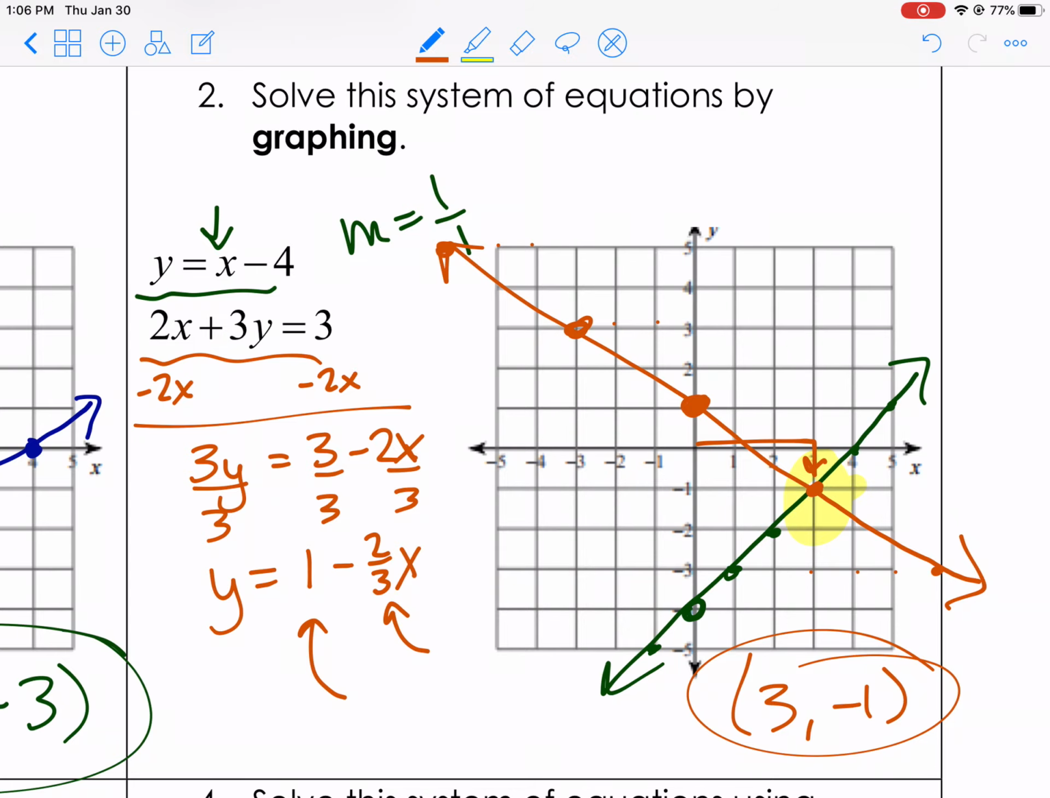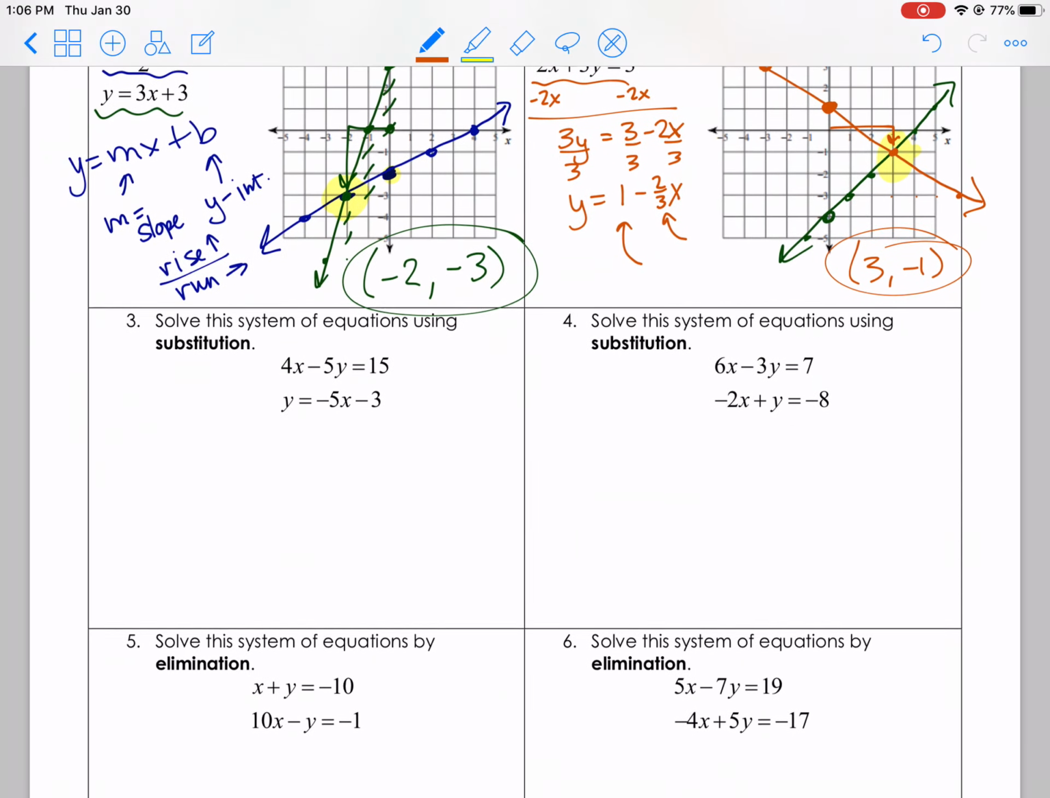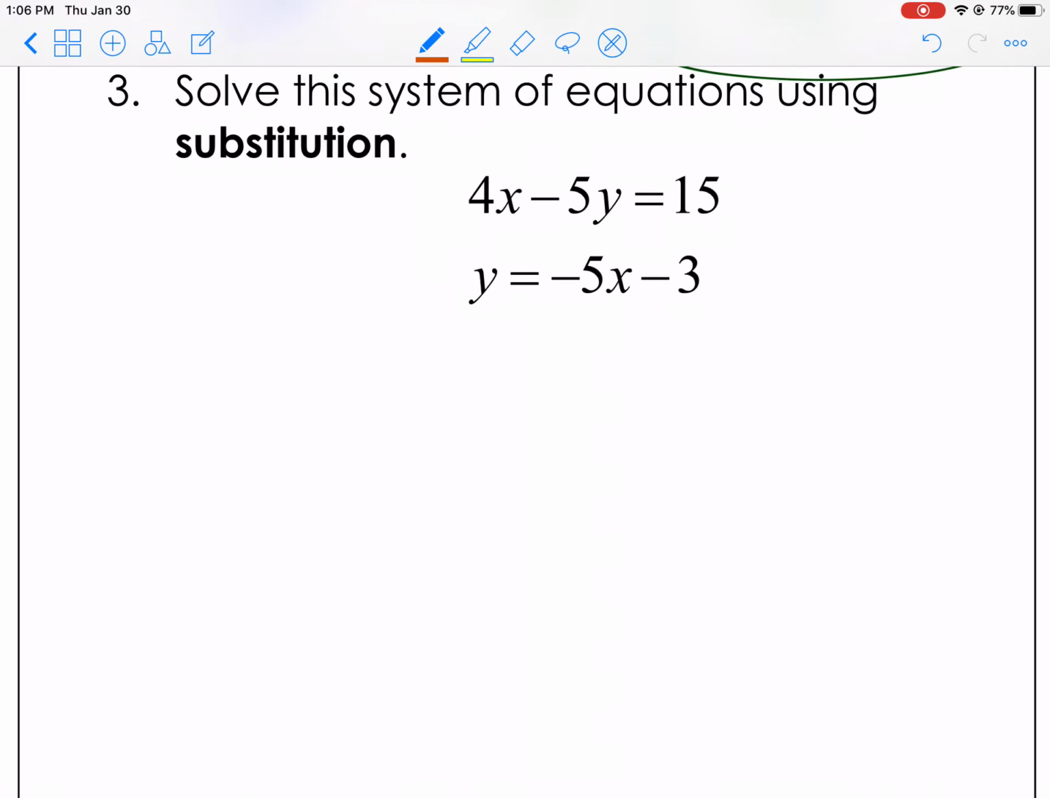Okay, this one is asking us to solve the system of equations using substitution. On the whiteboard here in the classroom, I've written that when you're doing substitution, you want to either get an equation that looks like x equals stuff or y equals stuff. That's what you want to start with when you're dealing with substitution.